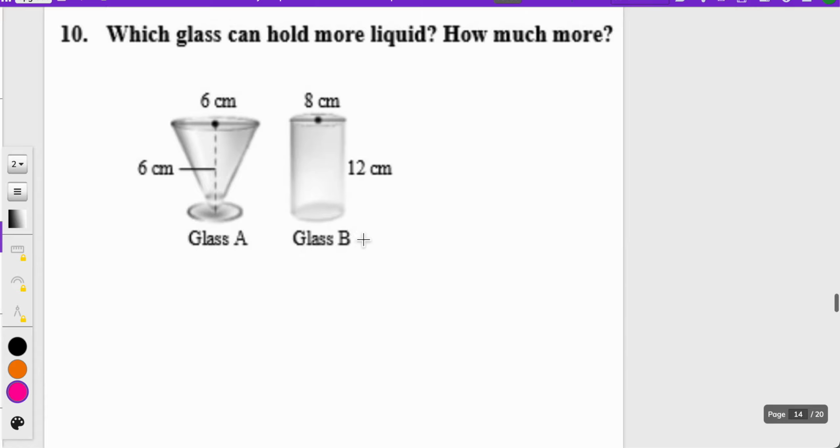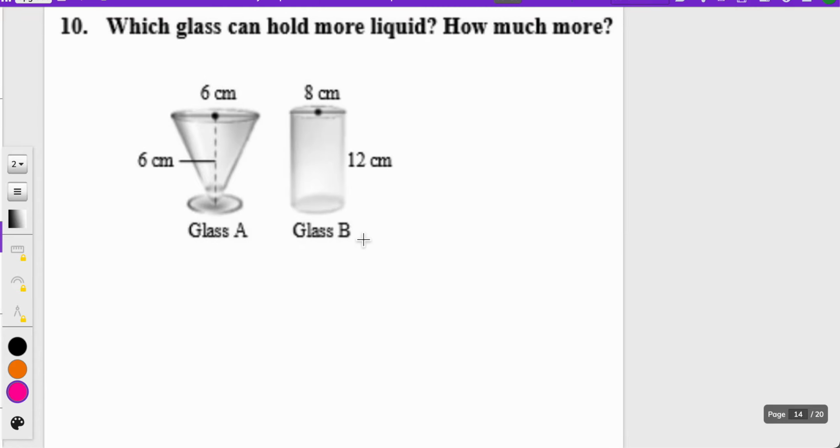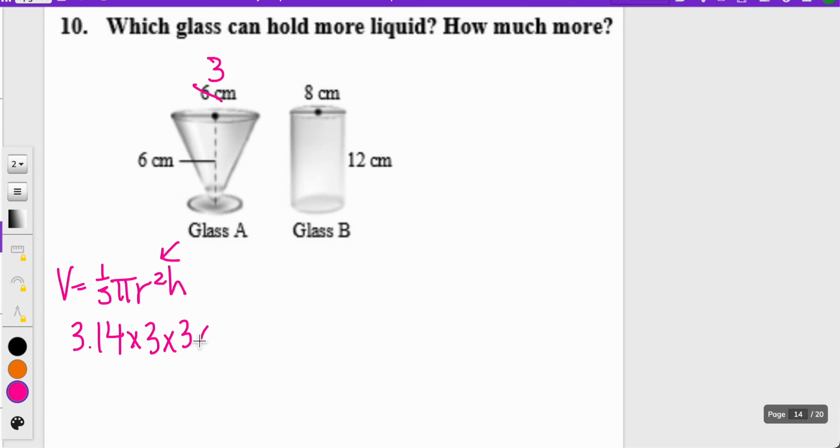10, I have to find the volume for both the cylinder and the cone. So let's start with our cone first. So volume is 1/3 pi r squared times height. So I'm going to do 3.14, and then this is 6, which is diameter, so I need radius of 3. So times 3 times 3 times 6 divided by 3. So pi times 9 times 6 divided by 3 is giving me 56.52.